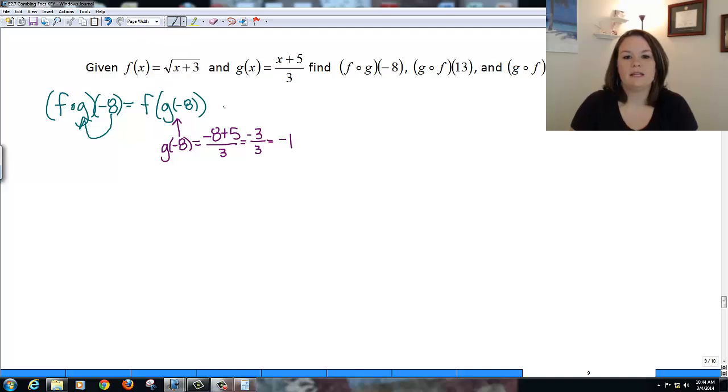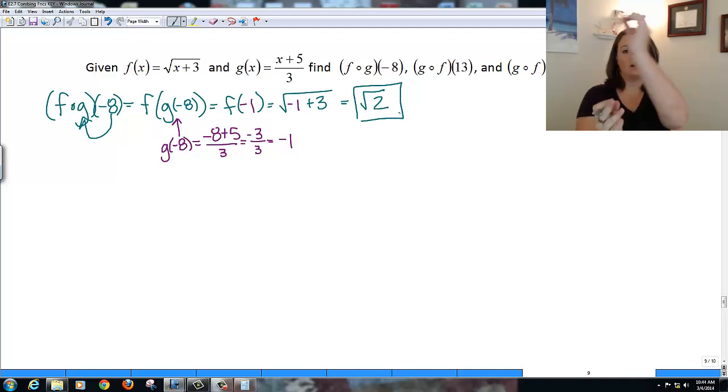Okay, so that means now that I've simplified inside my parentheses, I'm doing f evaluated at -1. So now I need to plug -1 into my f function. My f function says to take the square root of my input plus 3. So here I'm doing the square root of -1 plus 3, which just gives me the square root of 2. Okay, so we plug that number into our inside function, figure out what it is, and whatever that is, then we plug that into our outside function.